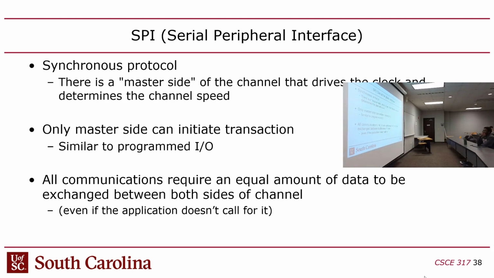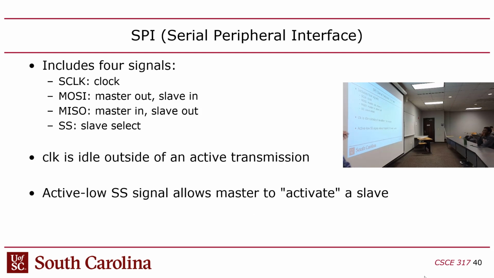A channel then consists of 4 wires. There's a clock because it's synchronous, and then there's MOSI, master out, slave in, and MISO, master in, slave out, and then slave select. MOSI and MISO are data that go in both directions, so both sides of the channel send data simultaneously. But the reason why only the master can initiate is because the slave select is what actually initiates communication, and that only goes from the master to the slave. And then the clock is just the clock. So there's 4 wires here.